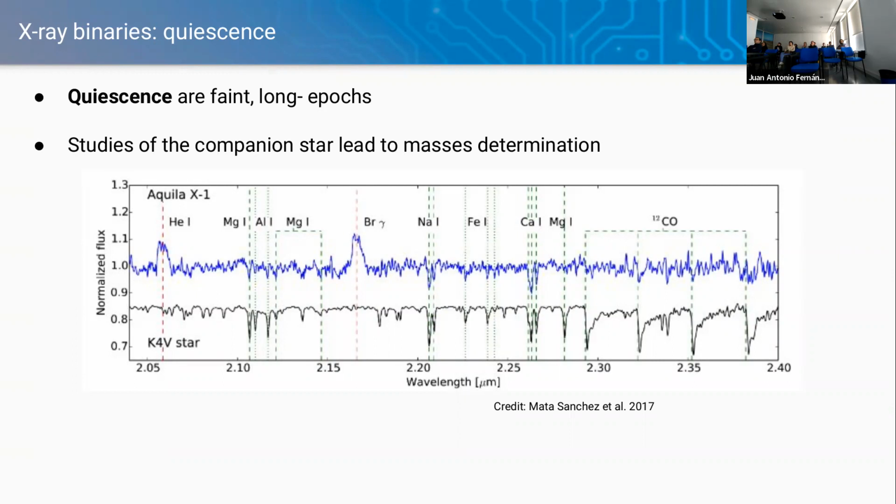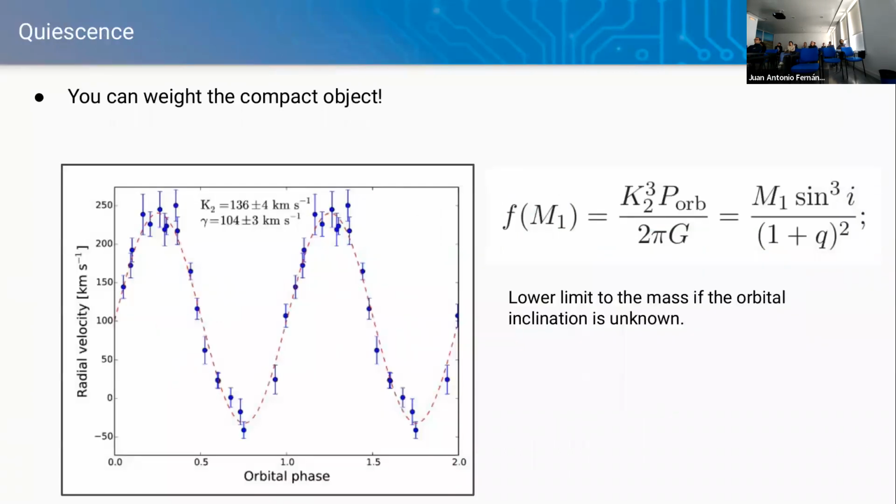And if you take spectra at different orbital phases, you will be able to create a radial velocity curve whose semi-amplitude will allow you, in combination with the orbital period, to determine the mass of the compact object. So that's a way that you can use to weigh it and to see if there is actually a black hole or a neutron star there. But I am mostly interested right now in studying the outburst phase.